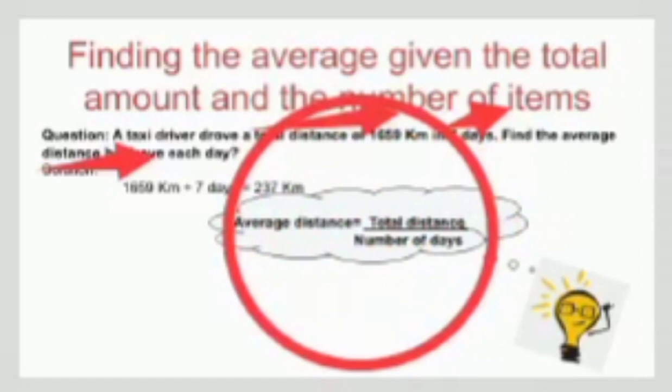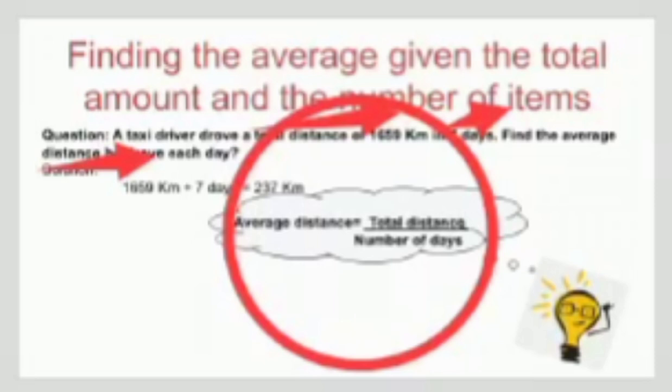So total distance when I put over here is 1,659 and days were 7. By dividing both of them, I got the answer, which is 237 kilometers per day. Means each day he drove 237 kilometers.